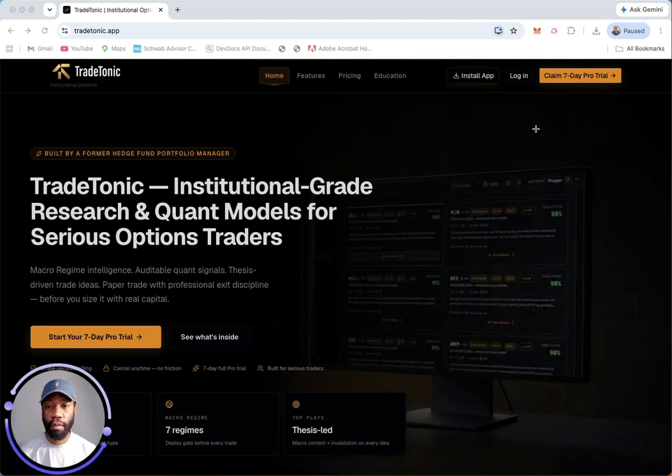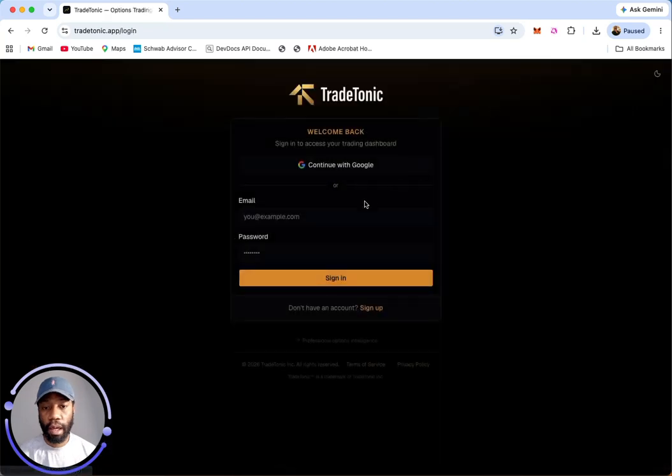Today in this video, I'm going to cover the macro regime, which is one of the key features of the platform. So, to get to TradeTonic, you go to tradetonic.app, as you see here in the URL box, and then we click Login.